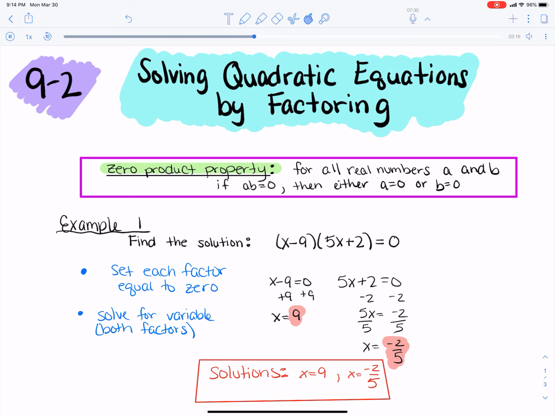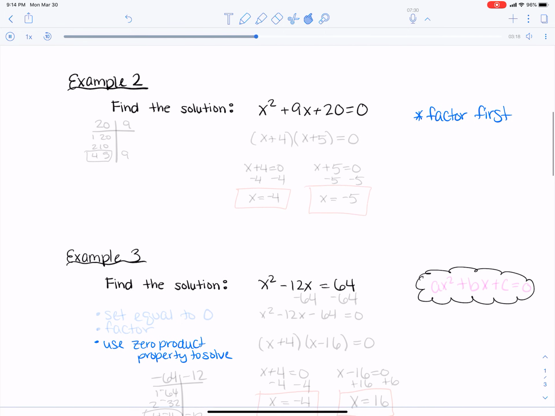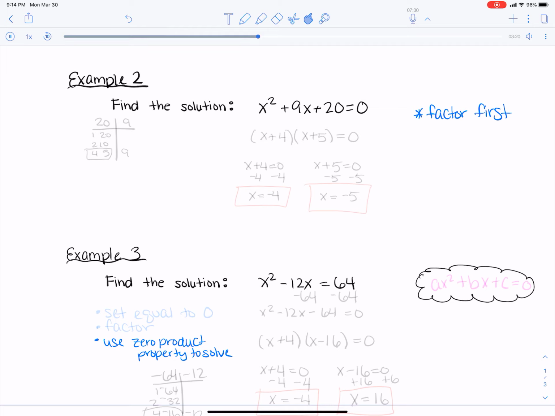All right, so example 2, we have x squared plus 9x plus 20 equals 0. This should look familiar. The only thing that's different is now it's equal to 0. When it's equal to 0, that's indicating that we need to solve for x. We want to figure out what x is equal to. So we want to do that by factoring. We know how to factor this, so we want to first draw our table. We're going to find out what multiplies to a positive 20 and adds to positive 9.